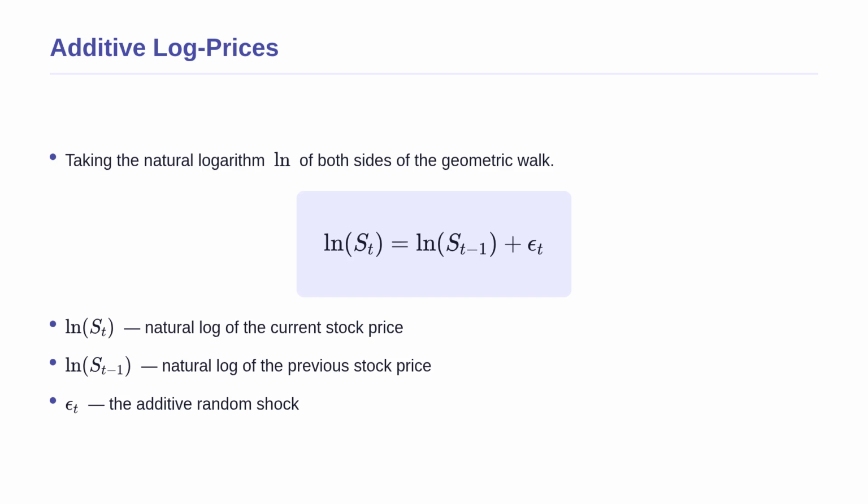The natural log of the current stock price, S sub t, is exactly equal to the natural log of the previous price, S sub t minus 1, plus the random shock, epsilon sub t. Conceptually, this is massive. It means we have recovered the simple additive structure of the standard random walk, but we are applying it to the log price instead of the actual price. If the random shock increases, the log price increases by that exact additive amount. This makes analyzing long-term trends incredibly straightforward.